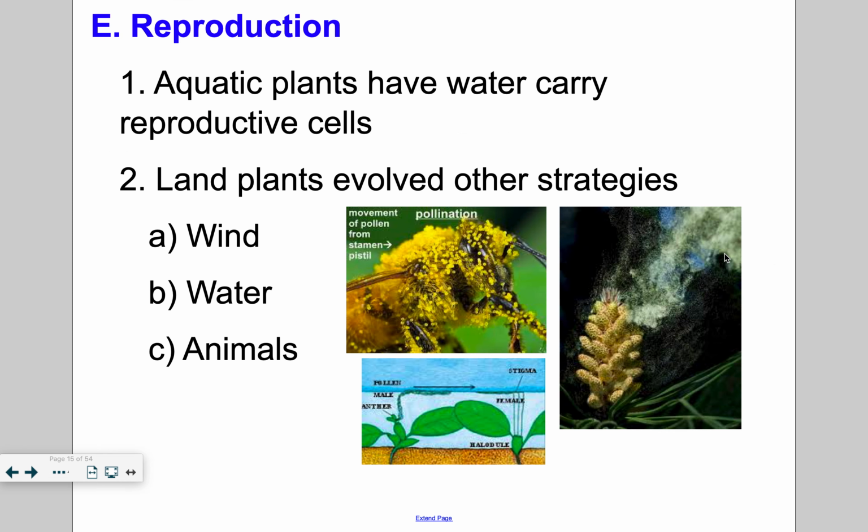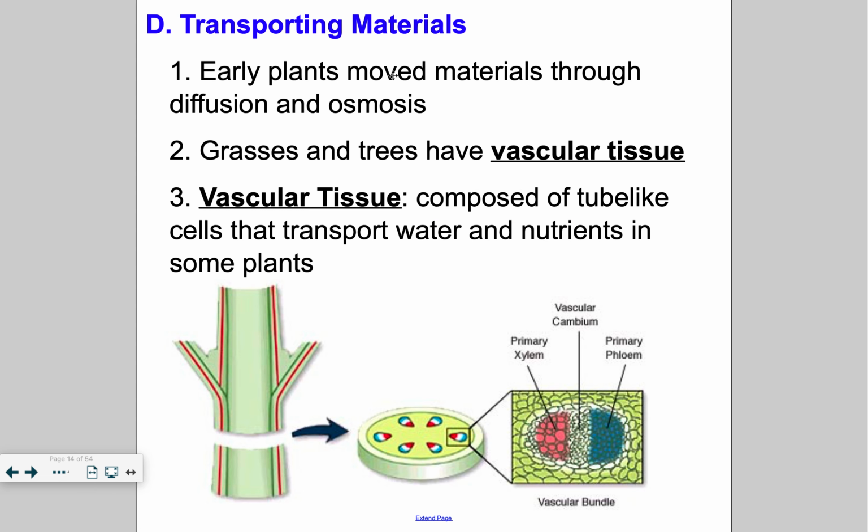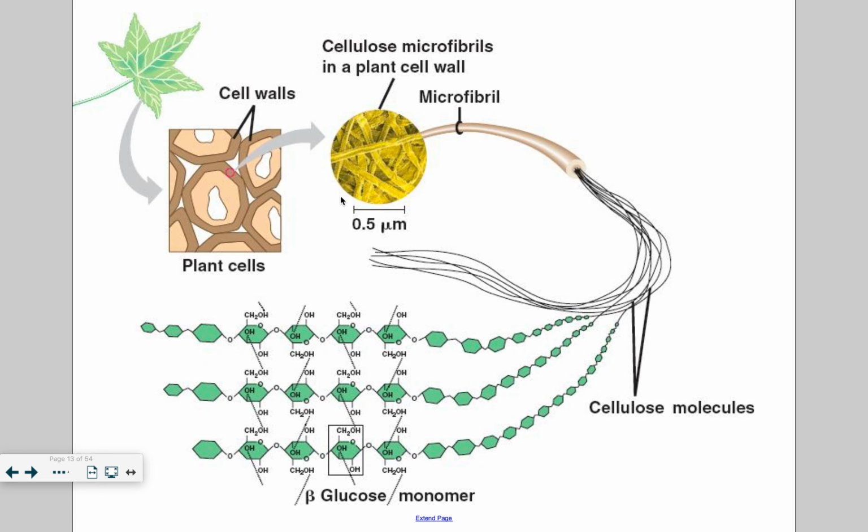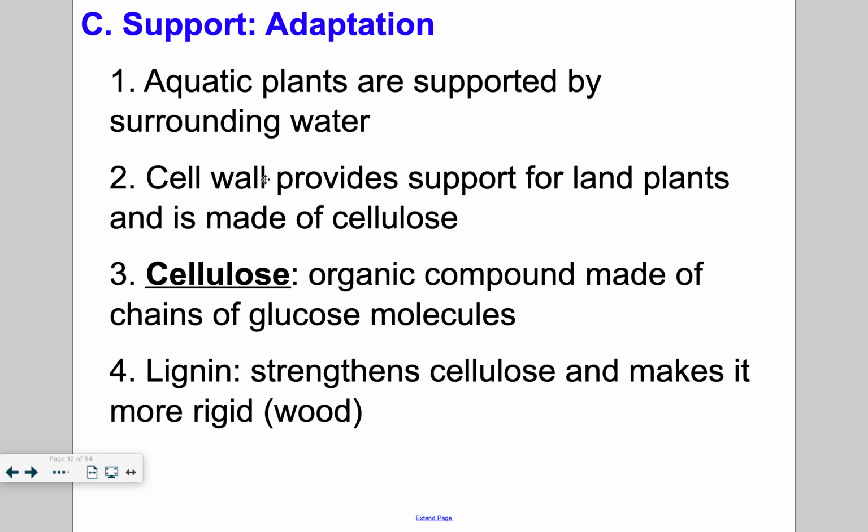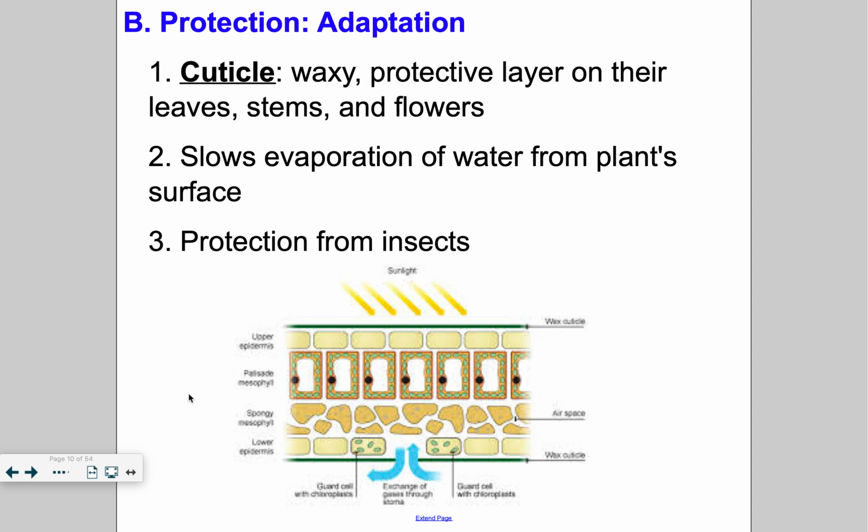Okay, so just a recap of adaptations. How it needed to reproduce, the use of other strategies, right? Wind, water, animals. Transporting materials using vascular tissues. Support, aka cell wall made of cellulose. Throw in some lignin. And finally, protection, cuticle. Okay, slowing water loss. So that does it for 9.1.